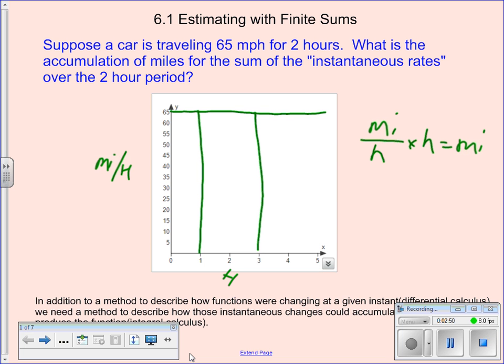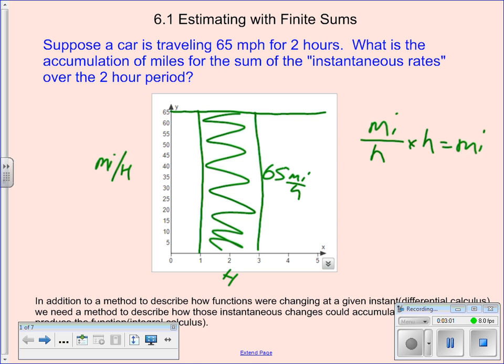So if I want to look at this geometrically, what am I doing? I'm finding the area of this space here. 65 miles per hour times 2 hours equals 130 miles. So I've traveled 130 miles. You're going at a constant rate. It's easy.